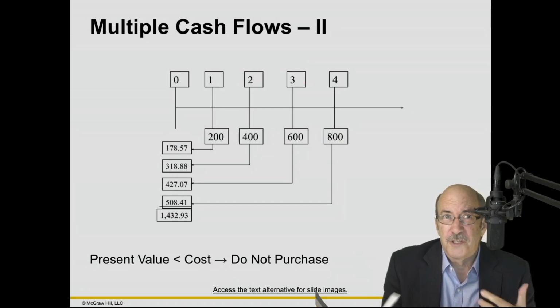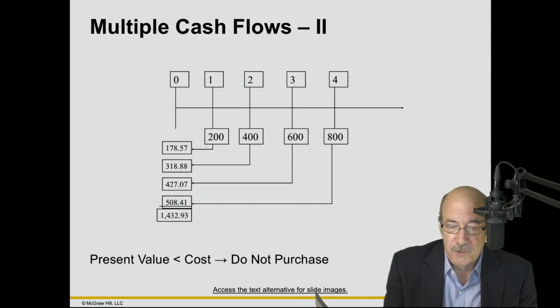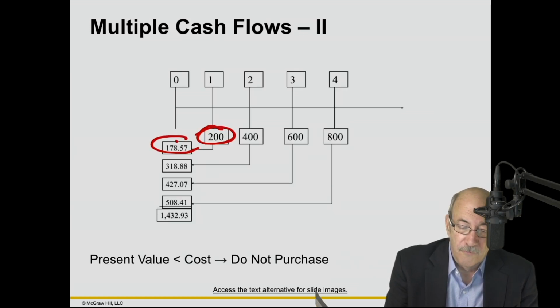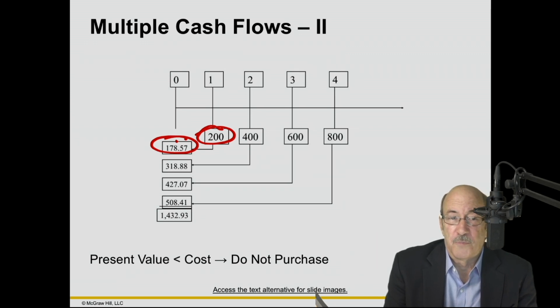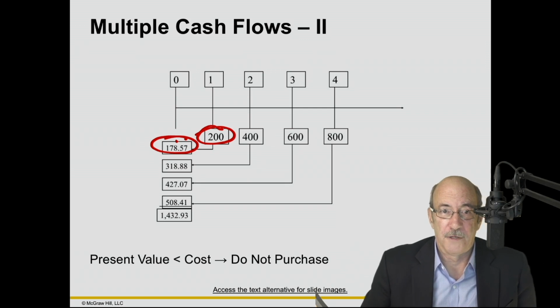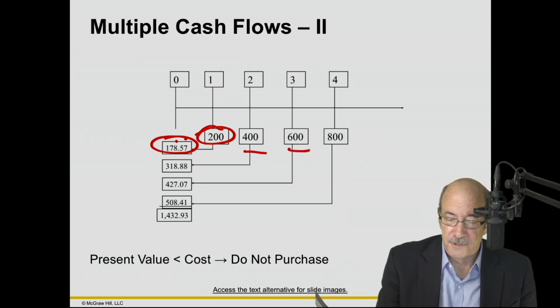Now, we could do this individually. We could find the present value of a future cash flow of $200 one year from now. We're going to use 12%. If we do that calculation, the present value of that $200 one year from now at a discount rate of 12% is $178.57. Do the same thing for 400, 600, 800, and we come up with these numbers respectively.